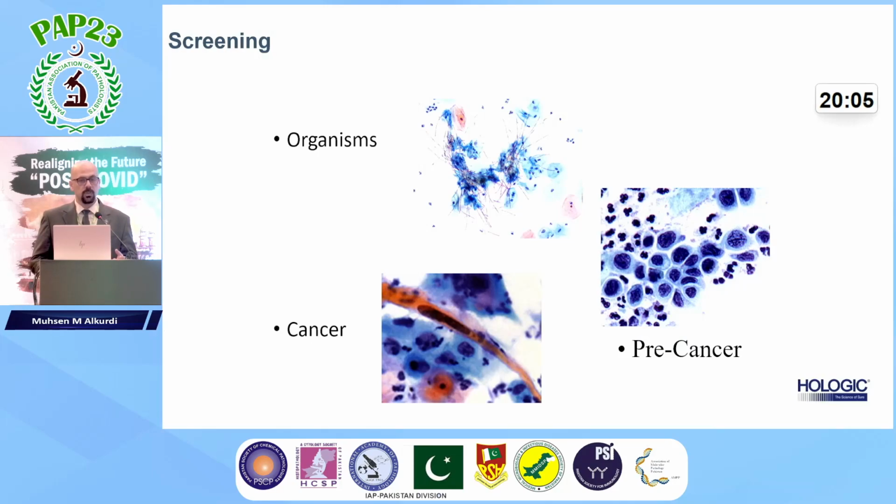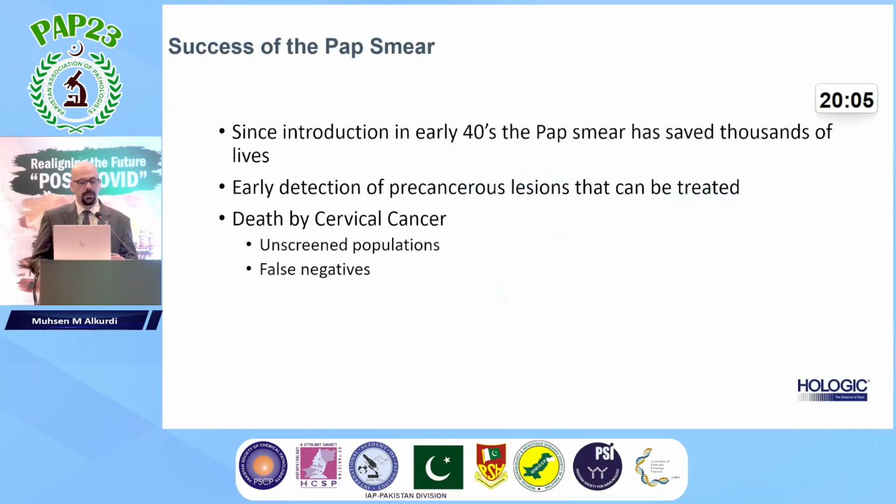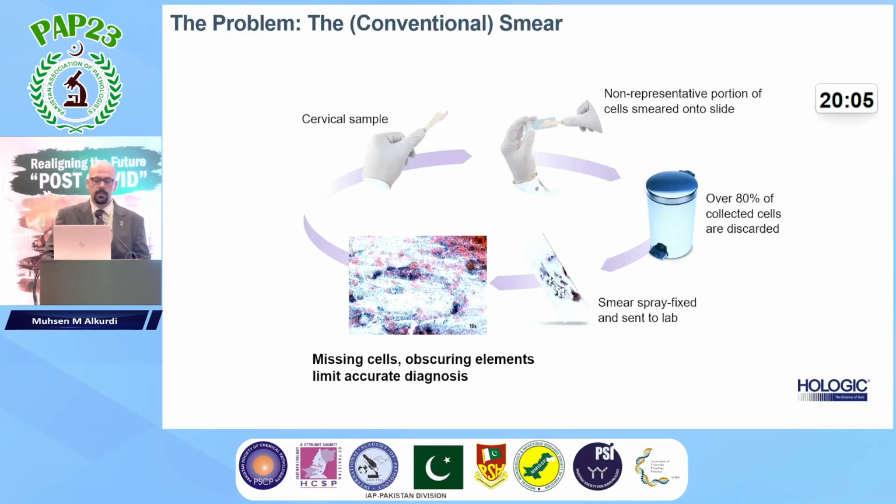We can use cytology science in screening and looking for microorganisms, candida, or some types of bacteria, pre-cancer, and definitely diagnosing cancer. A successful PAP smear, since its introduction, has saved thousands of lives since the 1940s. It gives early detection and gives the gynecologists or clinicians a better, clearer understanding of female health, or ladies' health.